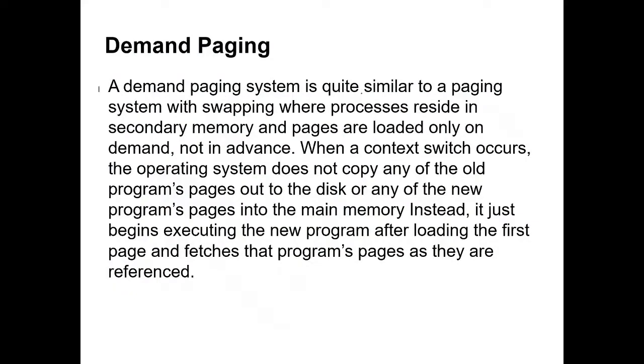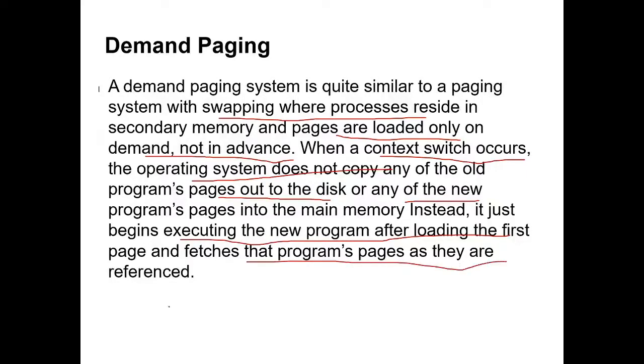The demand paging system is quite similar to a paging system with swapping, where processes reside in secondary memory and pages are loaded only on demand, not in advance. When a context switch occurs, the operating system does not copy any of the old program pages out to the disk or any of the new program pages into the main memory. Instead, it just begins executing the new program after loading the first pages and fetches that program's pages as they are referenced. So it will not load all the process pages in the main memory, only those which are needed. And all this information will be stored in the page table.